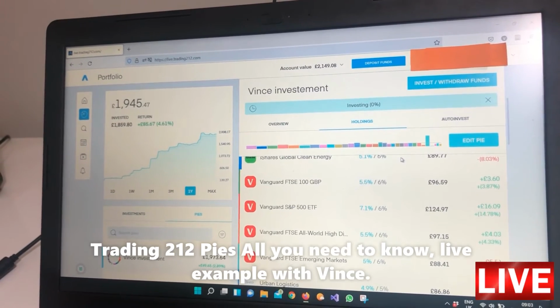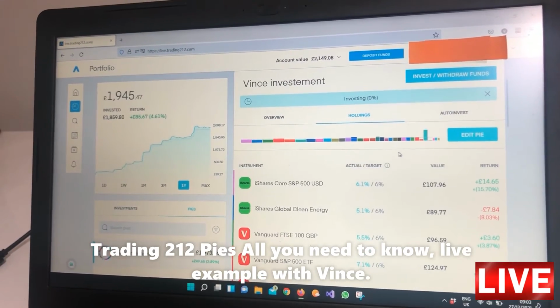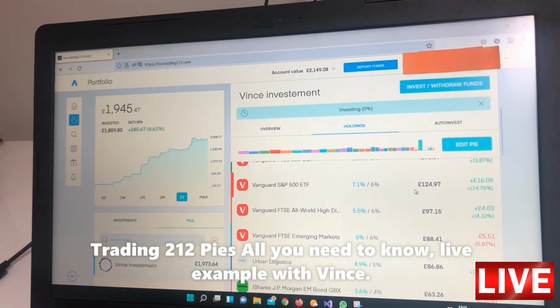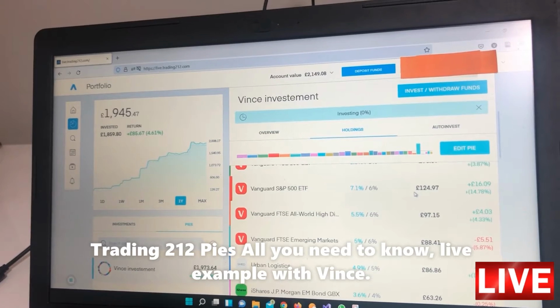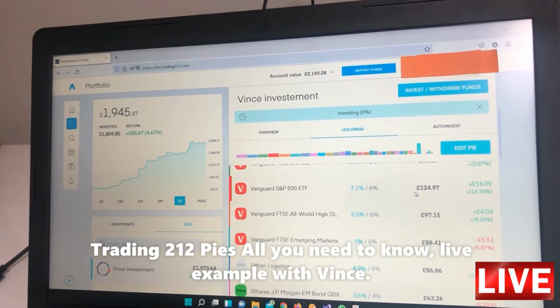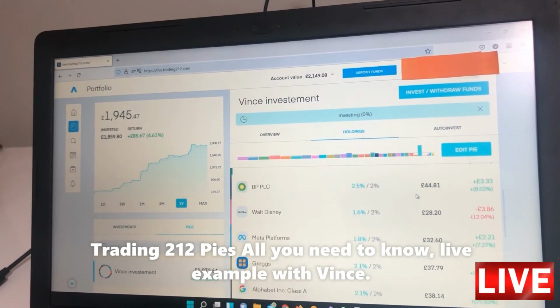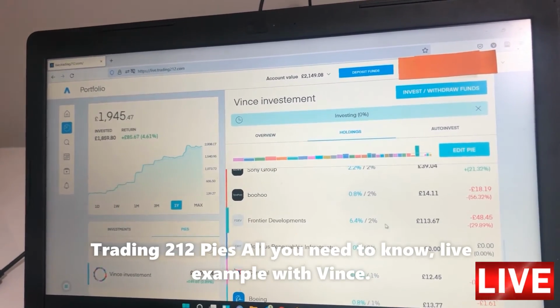So what's your largest holding in this Pi then? It's probably the Vanguard S&P 500, which tracks the top 500 shares on the US stock exchange. All right. And have you got any unusual ones on there? I think you said Frontier Developments. That's one we discussed earlier. I had a look at, which I've got an investment in.